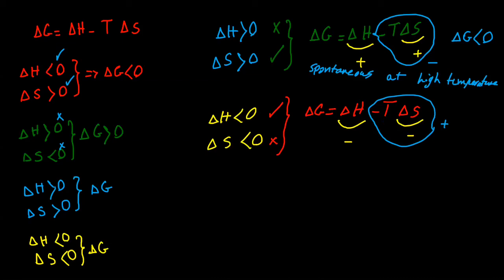How can we make it small? By decreasing temperature. So I can say this reaction is spontaneous at low temperature, at low T. Remember, how low, for example, what's the actual temperature at which this reaction is spontaneous? You can calculate that if you know the amount of delta S and delta H of the reaction.